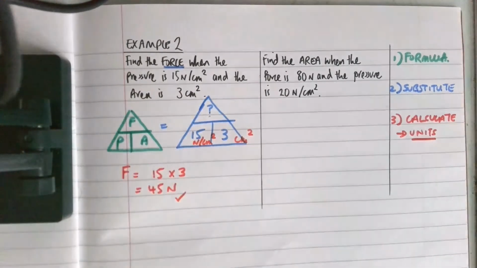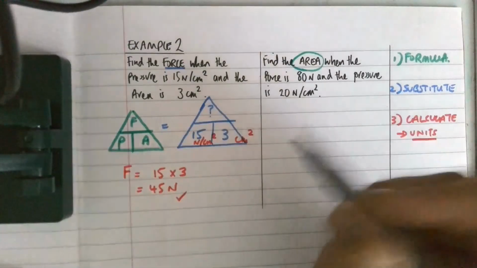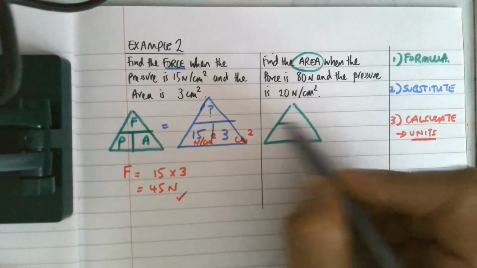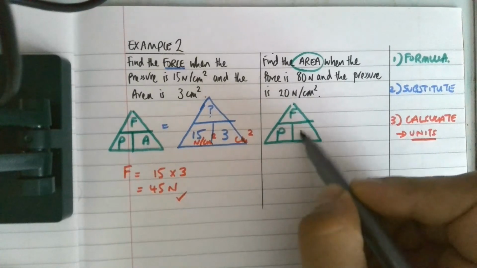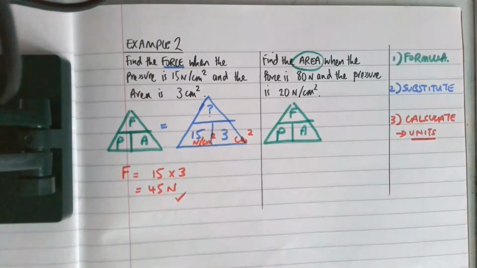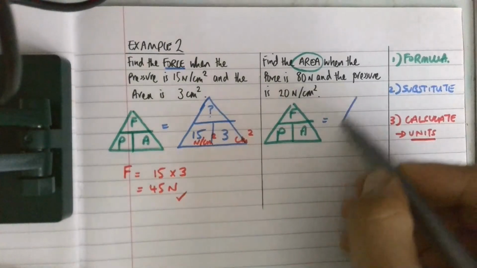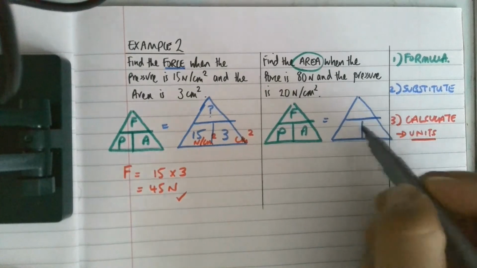For the second one, we're looking for the area. So again, we start by writing the formula as a triangle. Pressure, force, area, and then we substitute into there using the information they've given. So again, I've drawn another triangle big enough that I can put numbers into it.